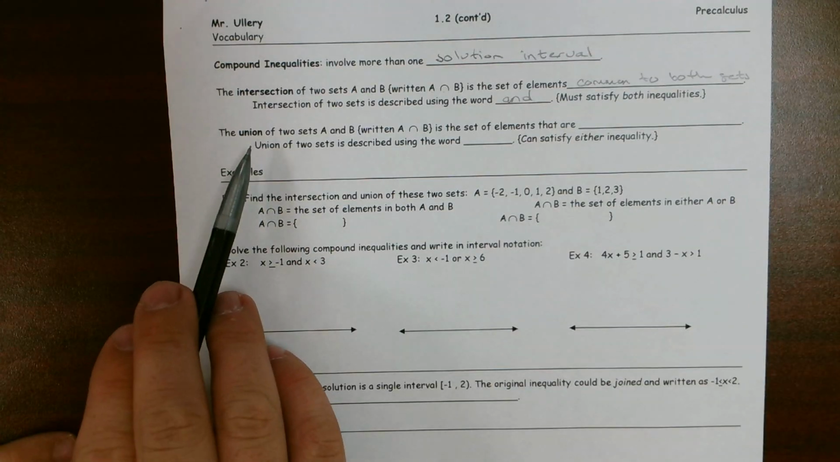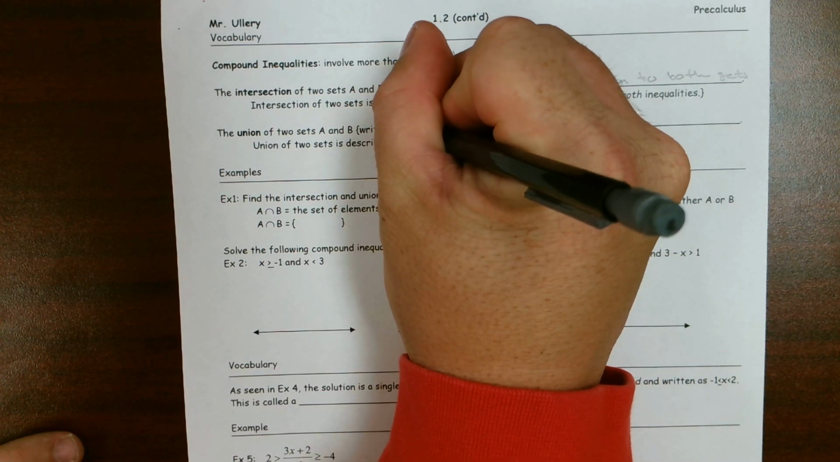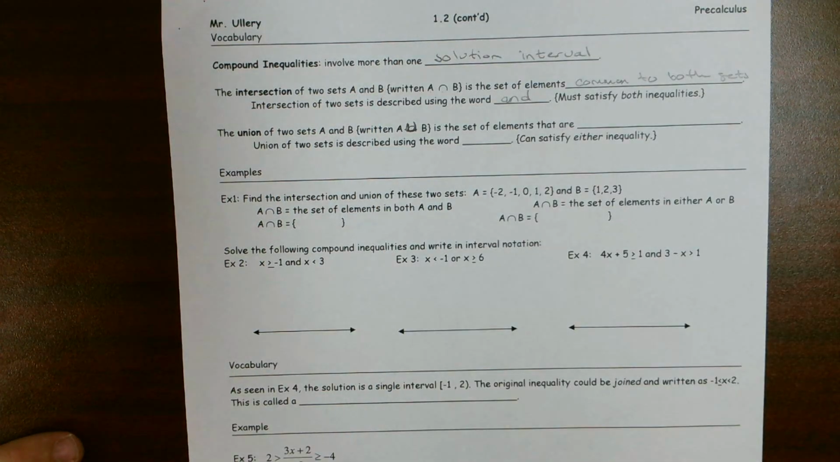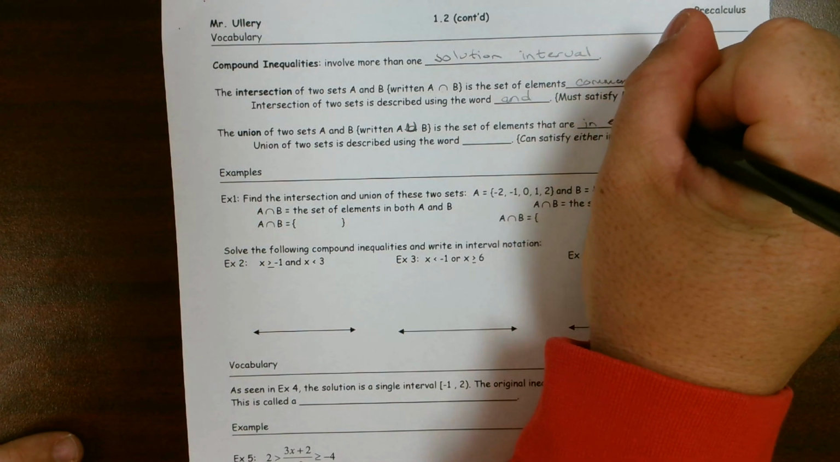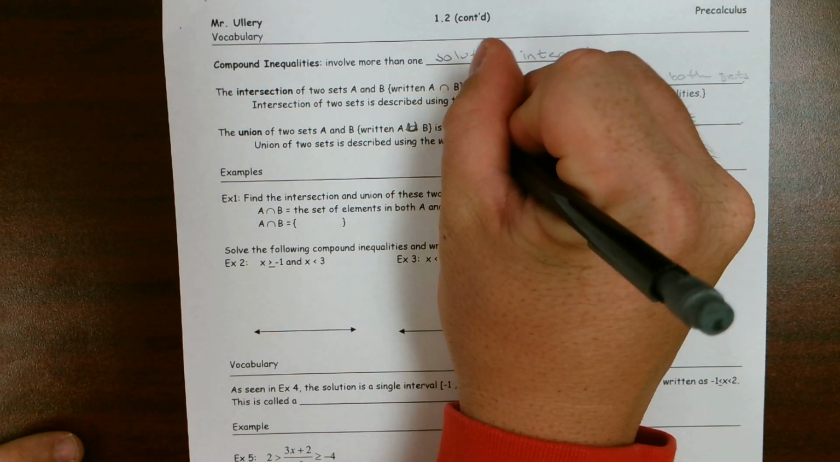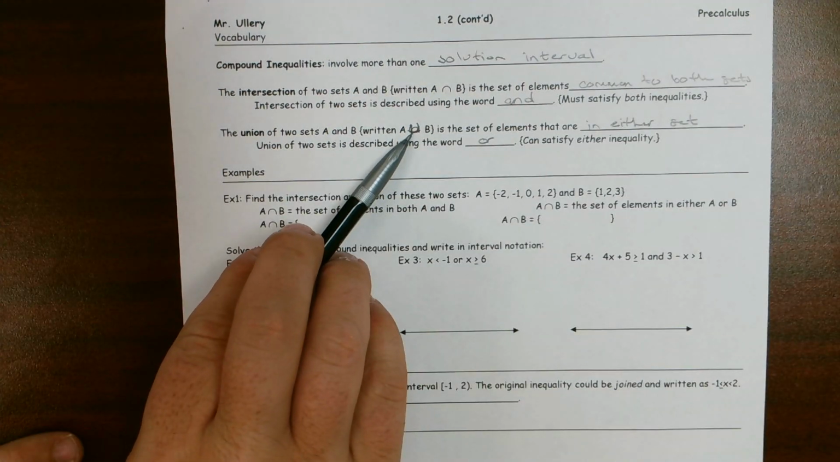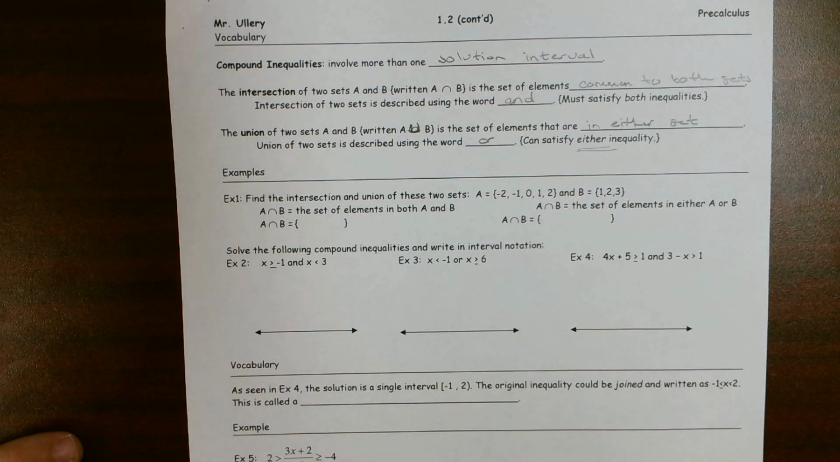Okay, the union of two sets A and B, written as A union B, it's a typo here, folks. A union B is the set of all elements that are in either set. So if an answer is in one set or the other. So the union of two sets is described using the word or. Okay, and note the typo there. It's A union B. Okay, can satisfy either inequality.